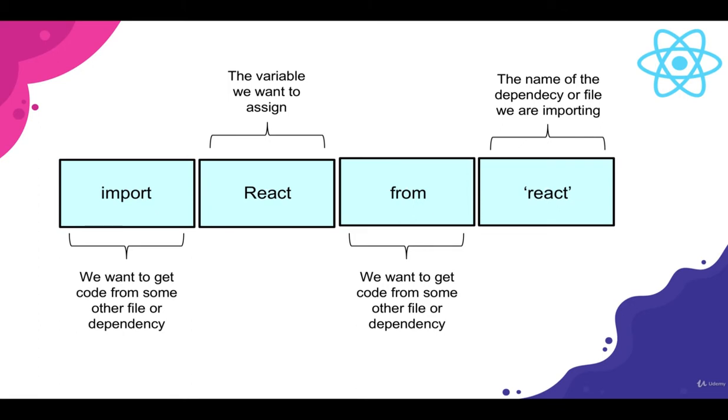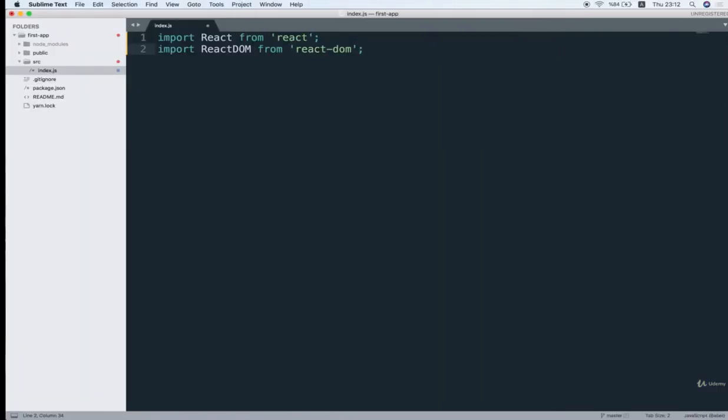Now, the second word is going to be the name of a variable that we want to take all the code from that dependency or file and assign to. Now, I know I kind of said that awkwardly, but essentially what's going on here is that we're going to reach out to the React dependency. Yeah? So we're going to take all the code inside that dependency and then assign it to this React variable.